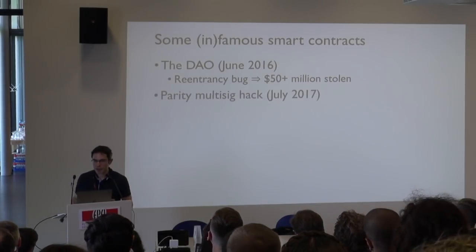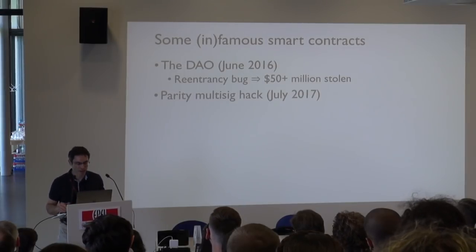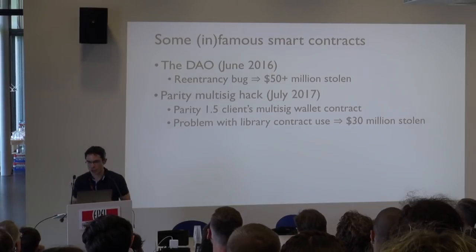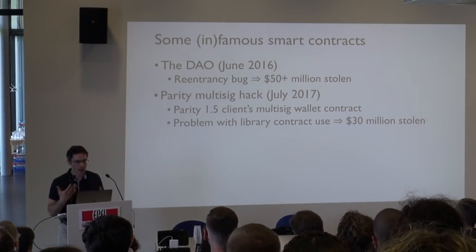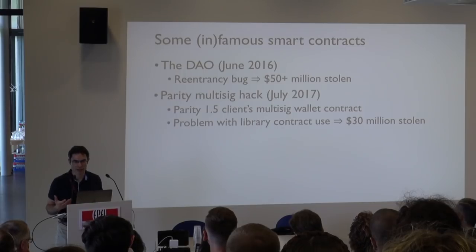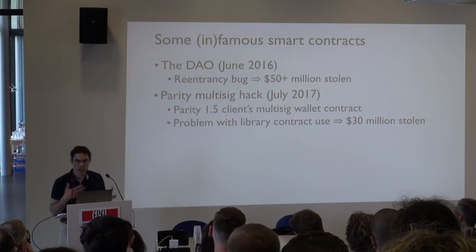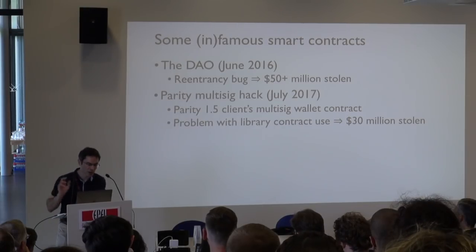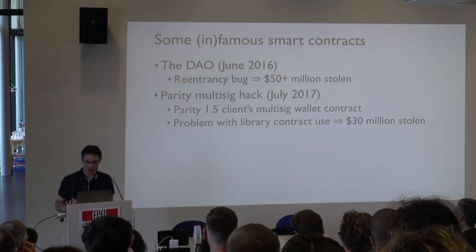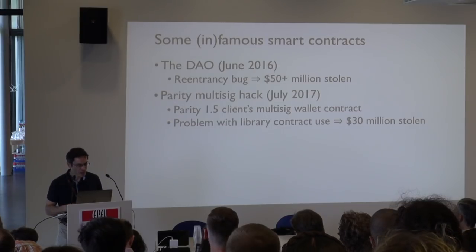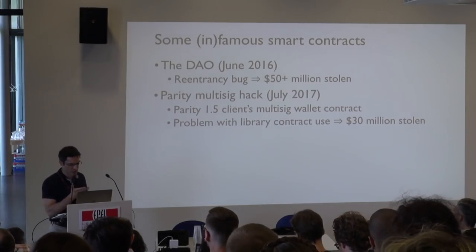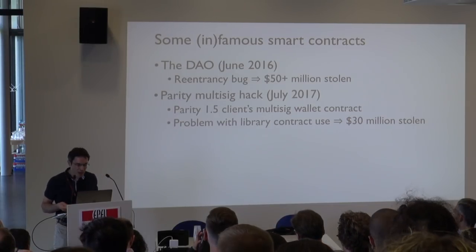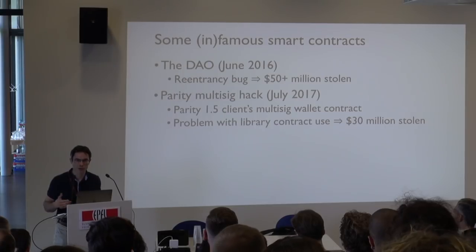Last summer, a popular multisig wallet, the Parity multisig wallet, was hacked as a result of incorrect use of a library contract. A complicated issue having to do with what's known as a delegate call, an unusual type of function call that's specific to Ethereum and Solidity, the language in which this smart contract was coded. As a result of this bug, a hacker was able to make off with on the order of $30 million.